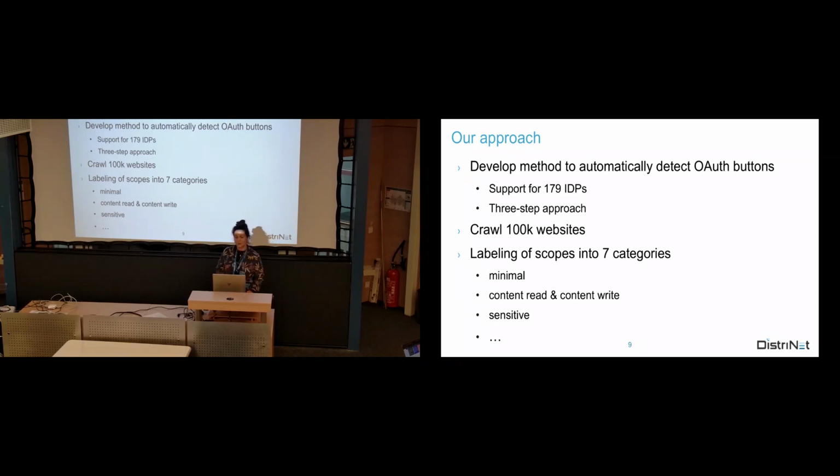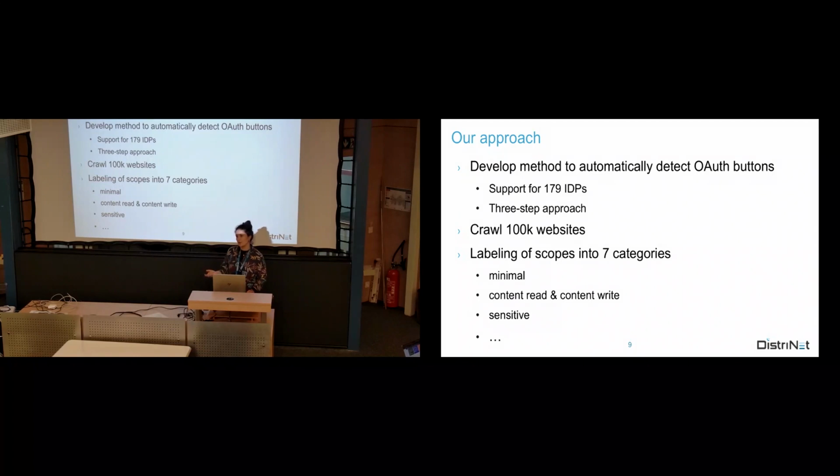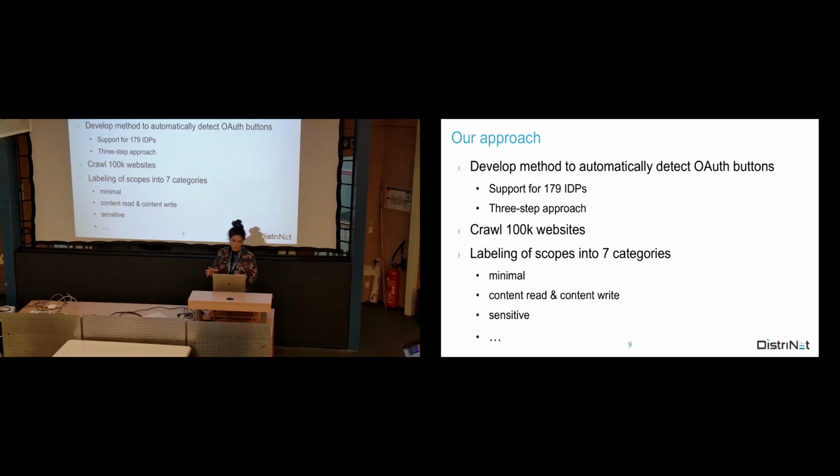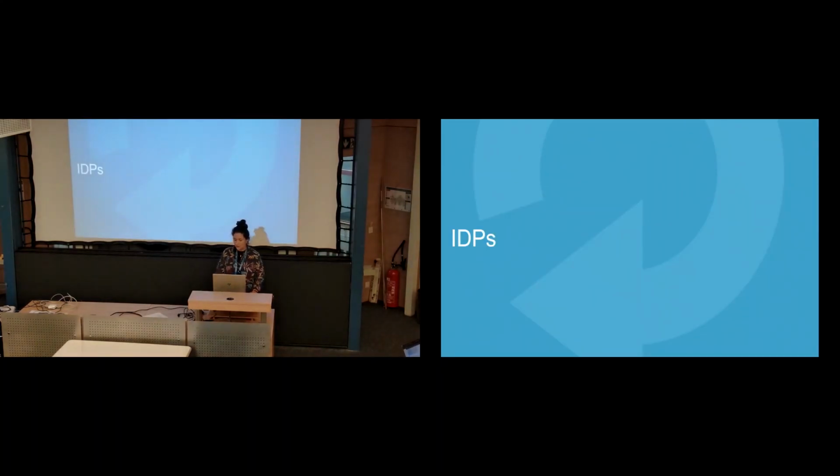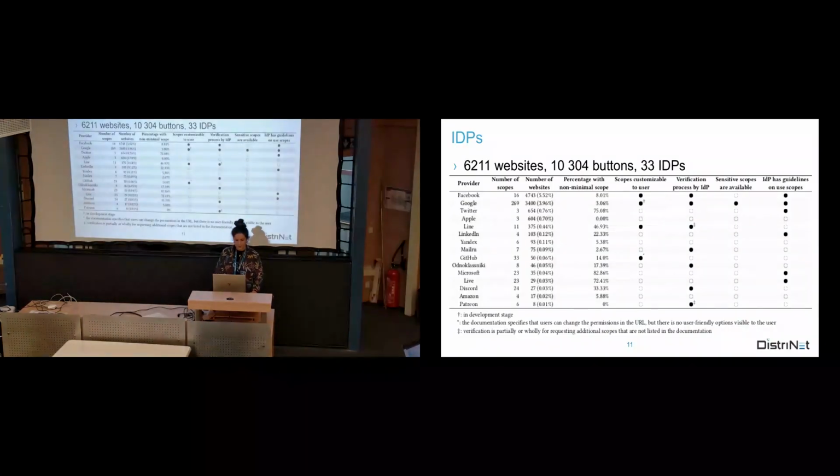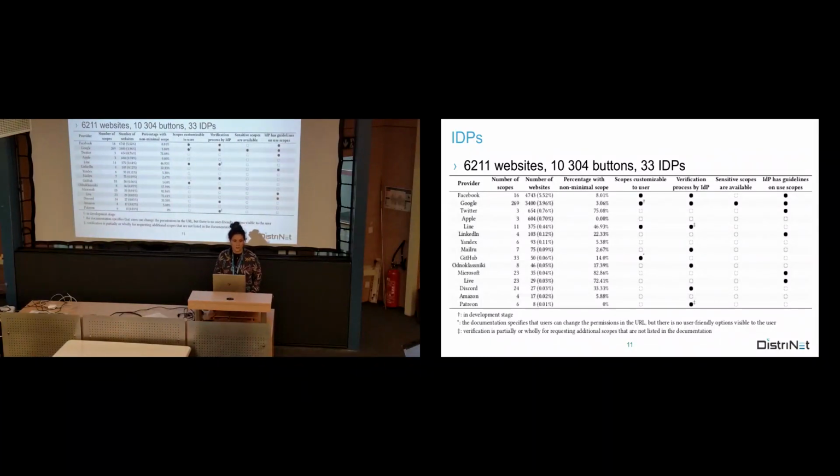Because most of these scopes are IDP specific, we labeled them into 7 different categories in order to be able to compare the scopes among different IDPs. The categories we considered were, for instance, the minimal category, which is the least amount of information that can be shared via a certain IDP, and then permissions related to reading and writing IDP-specific content. We also considered sensitive data, as outlined in the definition of GDPR, so health data, religion data, and so on.